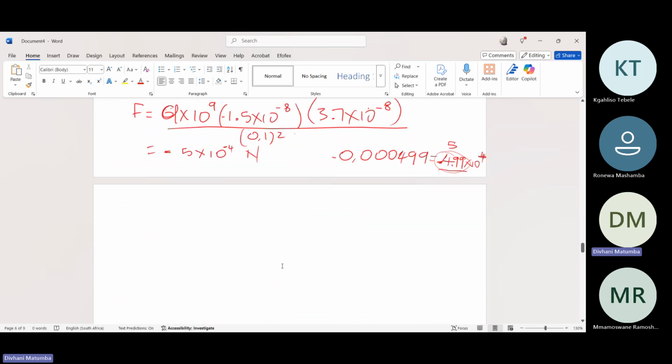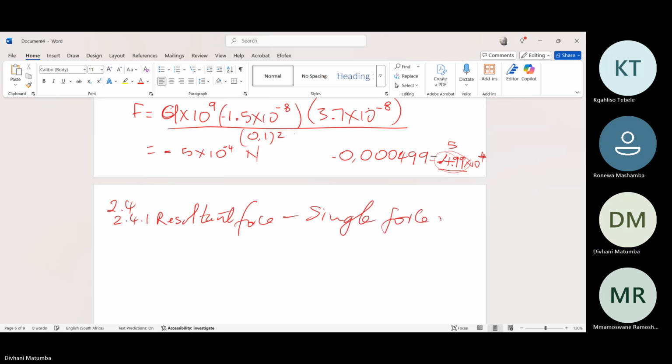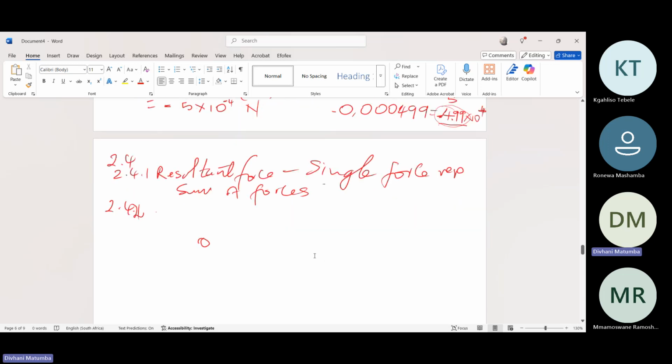Okay. The free body diagrams, 2.4.1. The resultant force is a single force representing some forces. Okay, 2.4.2. Free body diagrams will be as follows. Planet A and planet B.